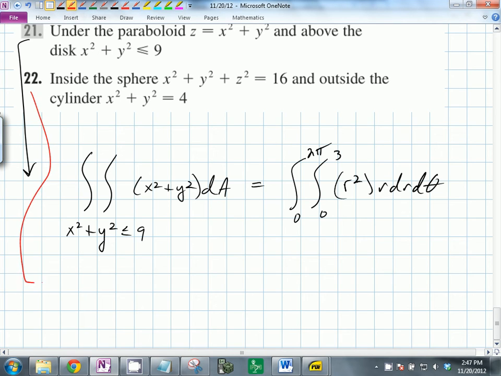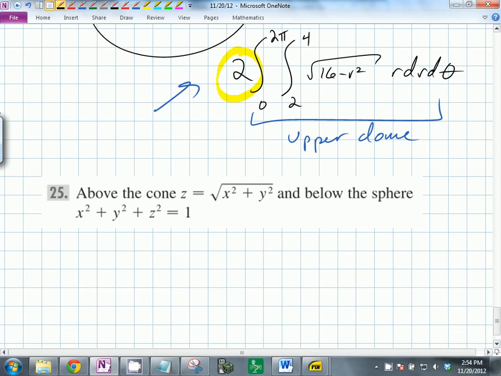Okay. Inside the sphere and outside the cylinder. What's the height function we need here? What's the height? You need both of them, right? So it's going to be, what's the upper one?